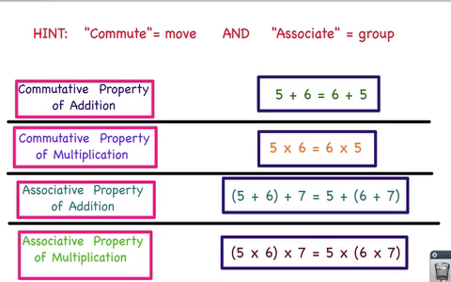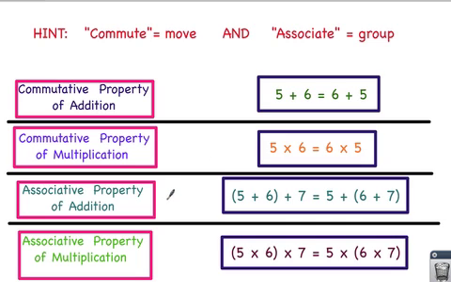For the commutative property, the numbers move. So for example, 5 plus 6, which is 11, equals 6 plus 5, which is 11. The numbers moved. This also works for multiplication. 5 times 6 is 30, and 6 times 5 is 30. The numbers moved, and yet they're still equal. There is no such thing as the commutative property of subtraction, nor is there a commutative property of division.